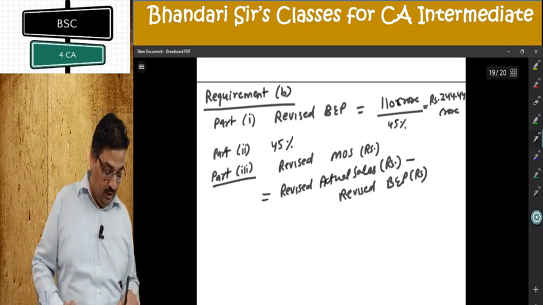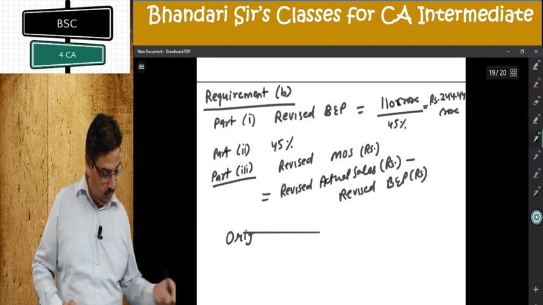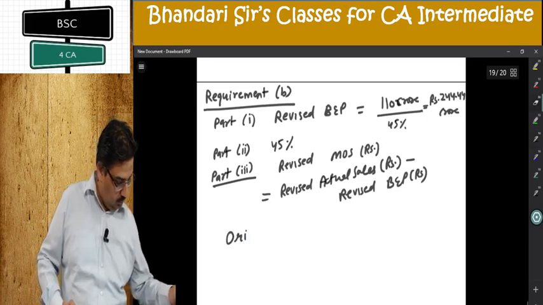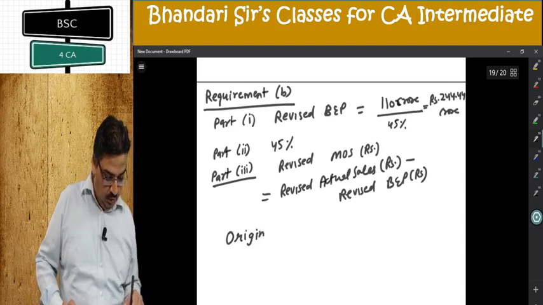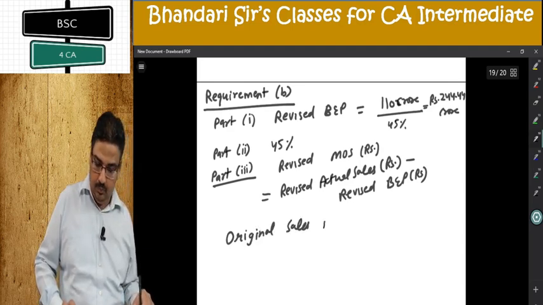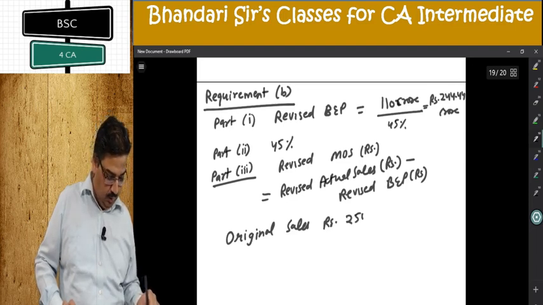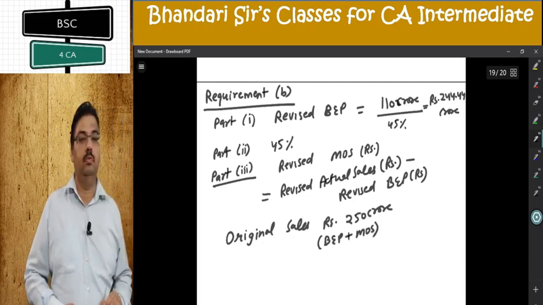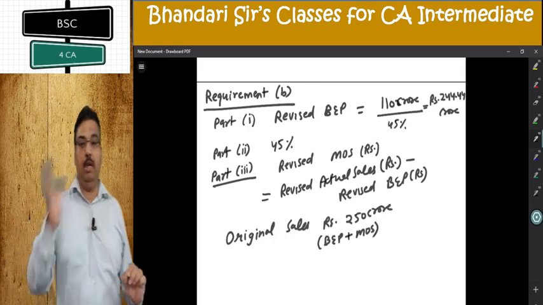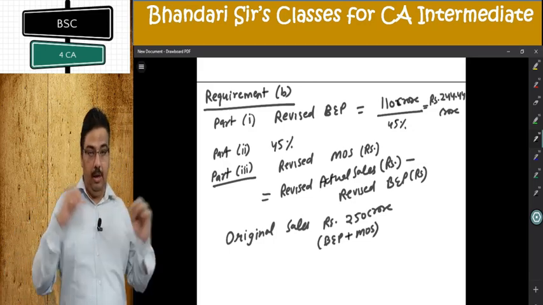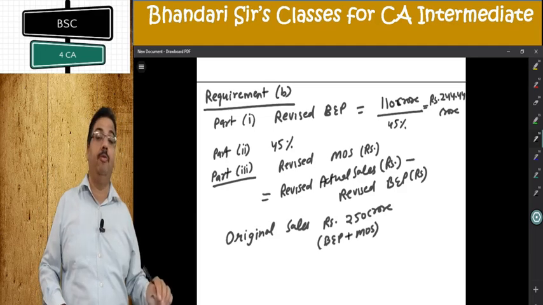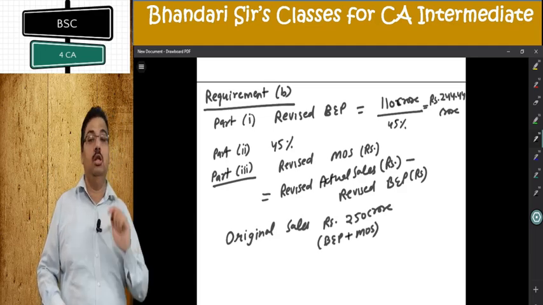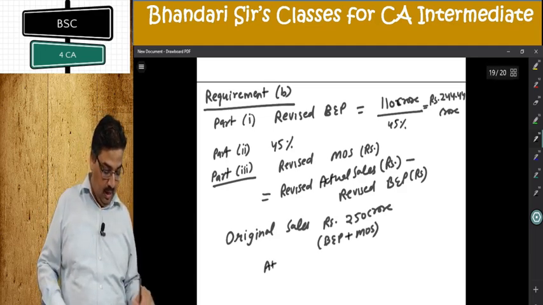What was original sales? Rupees 250 crore. How did I get it? Break-even point plus MOS. What is MOS in rupees? Actual sale minus break-even sale. So actual sale equals break-even sale plus margin of safety. 200 plus 50, 250 crore is original sale. At 70% level it is.